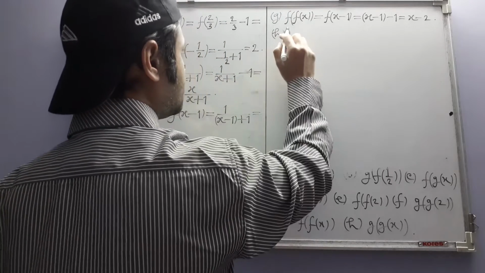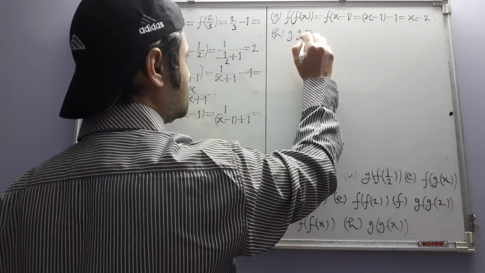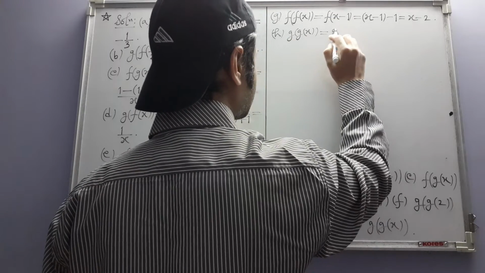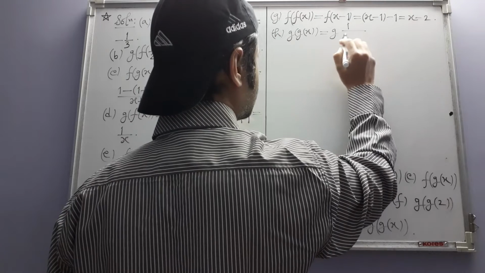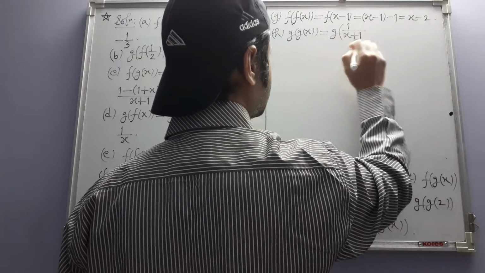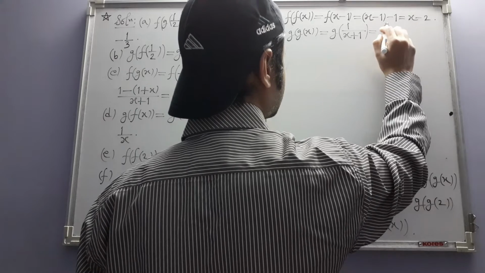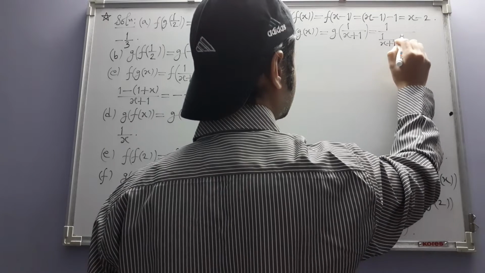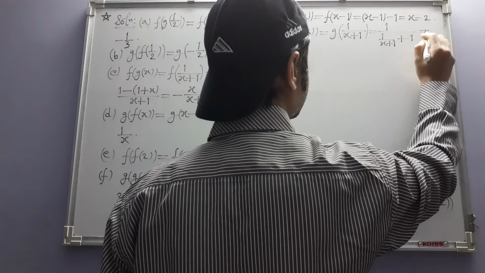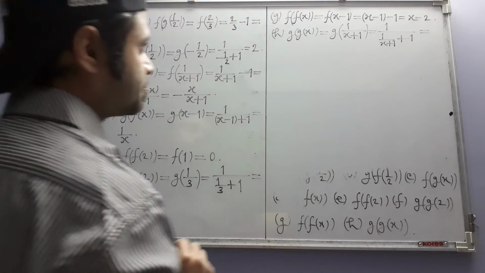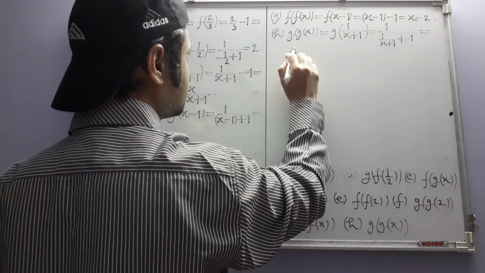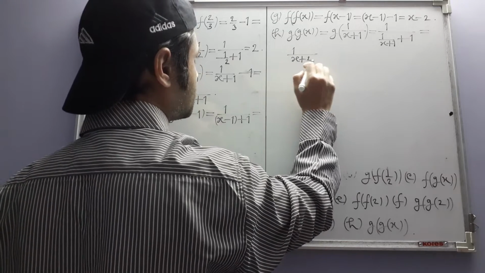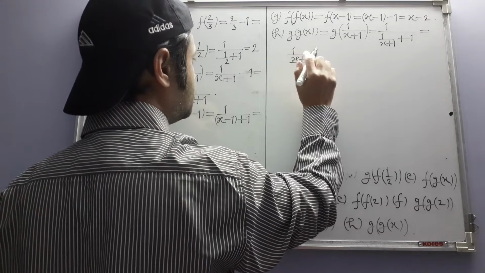And g of x is one over x plus 1. So they have kept the most confusing for the last. x plus 1 plus 1, that means x plus this is 2.